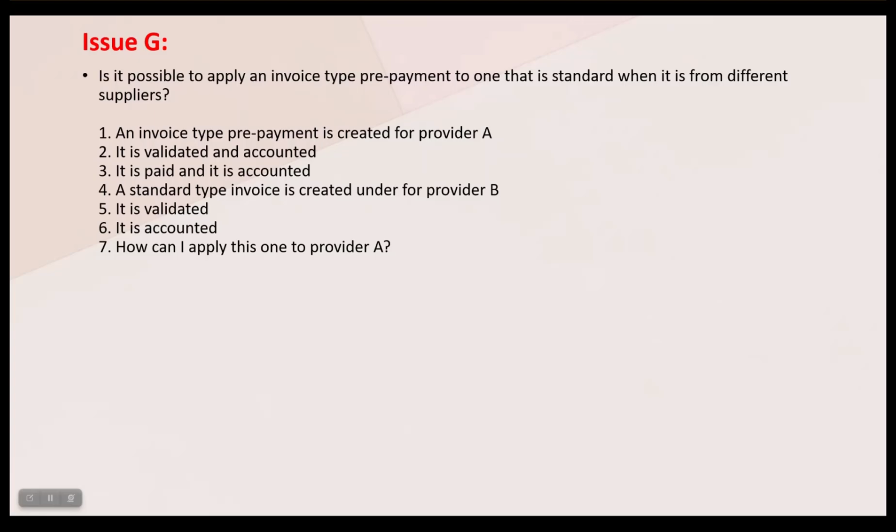Is it possible to apply an invoice type prepayment to one that is standard when it's from different suppliers? What is the case here? An invoice type prepayment is created for provider A, validated, accounted, paid, accounted. A standard invoice type is created under provider B, accounted, validated. How can you apply this to provider A? So you make two invoices, one prepayment for provider A, standard for B.